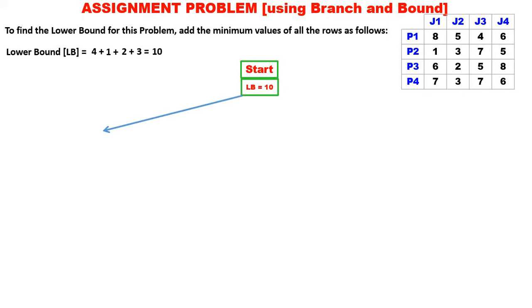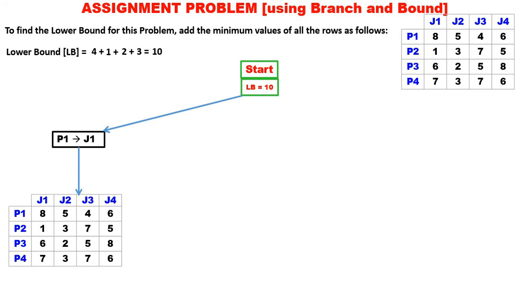Now, first case, we try to assign P1 to J1. Yes, person 1 is assigned job 1. So now, when person 1 is assigned to job 1, it is 8. And when person 1 is assigned to job 1, in that column no assignment, that row no assignment, and 8 should be added to lower bound also. Yes, we add 8 to the lower bound. Now, second row, whatever remaining values are there, you find the minimum value. So among 3, 7, 5, what is the minimum value? 3 added to lower bound.